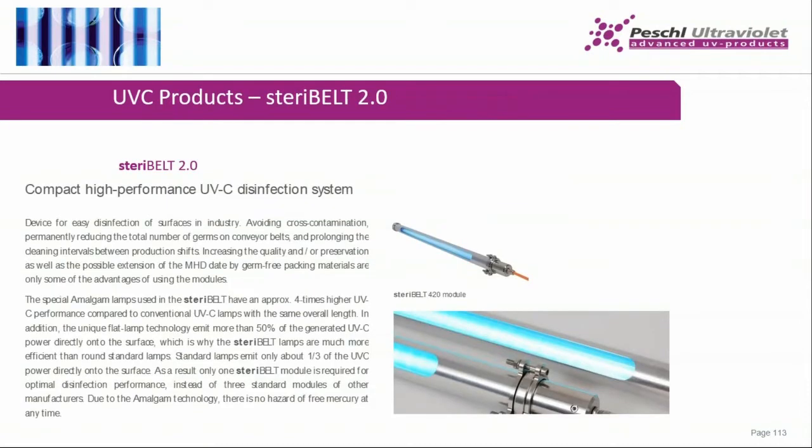And now we go on to the products. I think this is a really interesting part. We start with one of our best sellers in the UV product area. This is called Steribelt 2.0. This unit is a special unit for integration in different applications. So that means one of the biggest markets for UV disinfection here in Europe and all over the world. We have many partners all over the world.